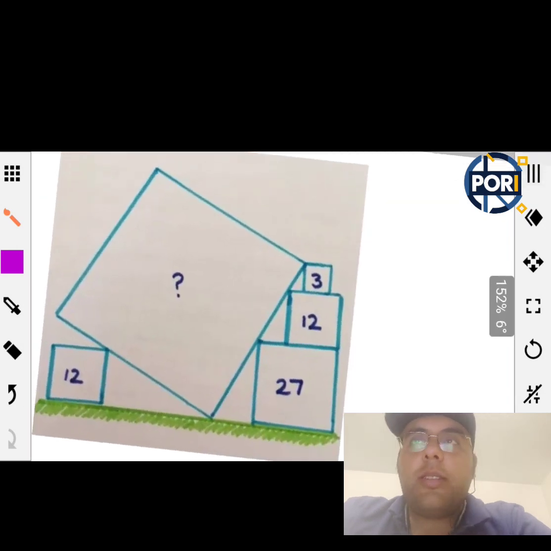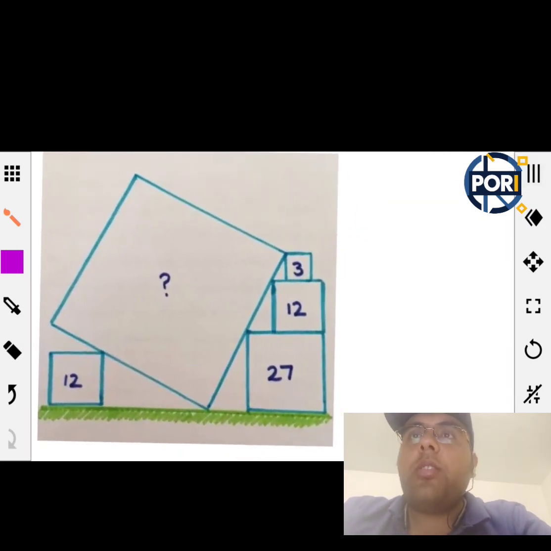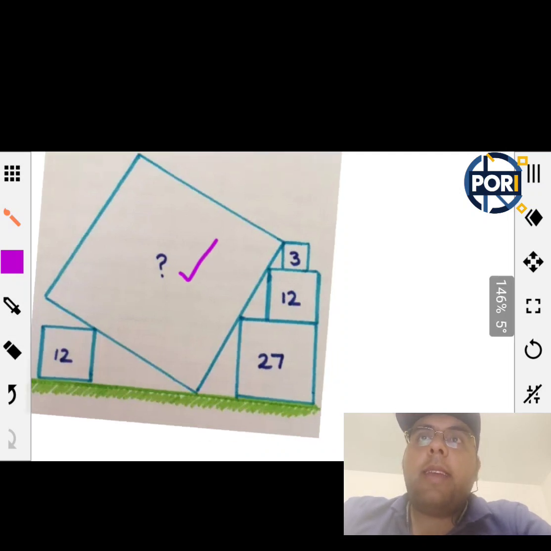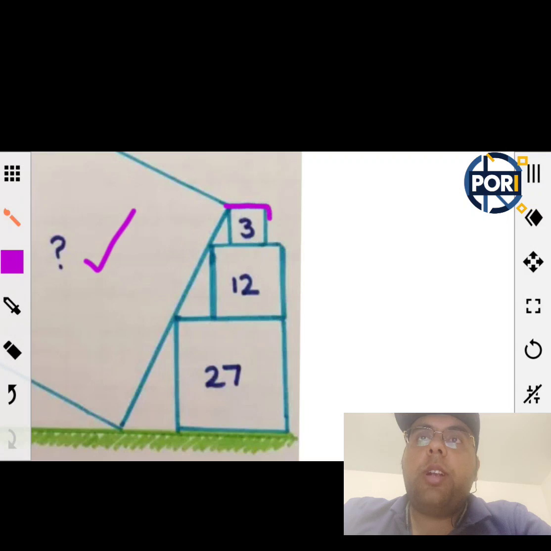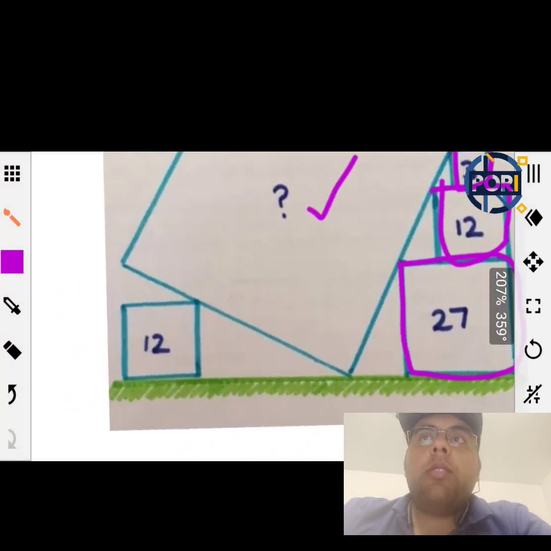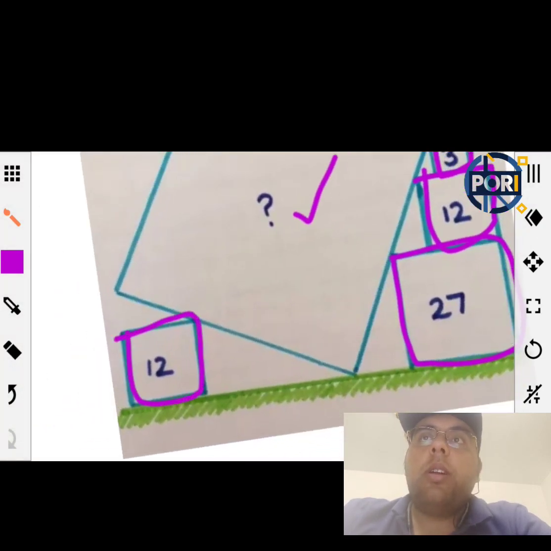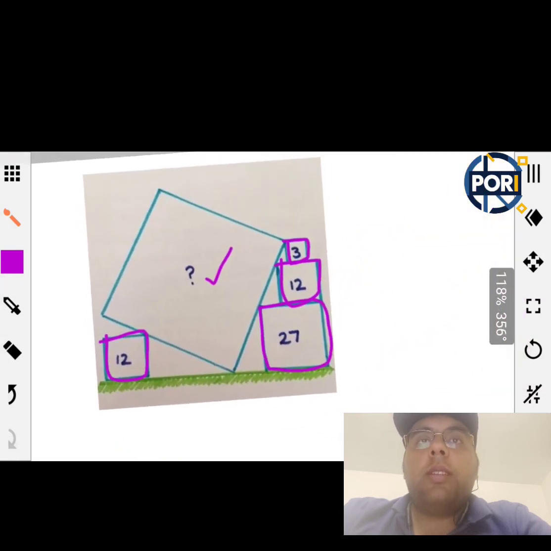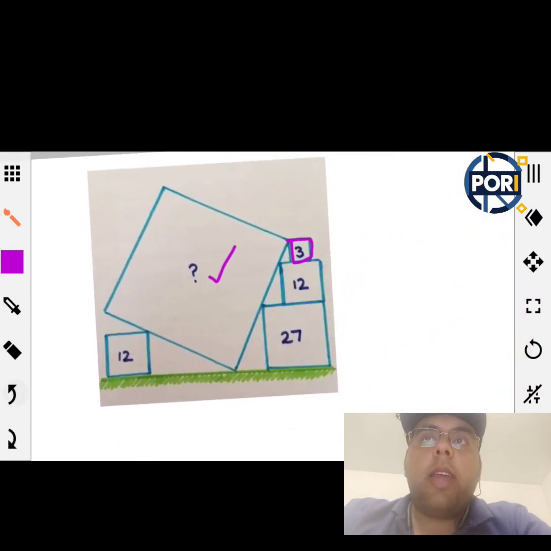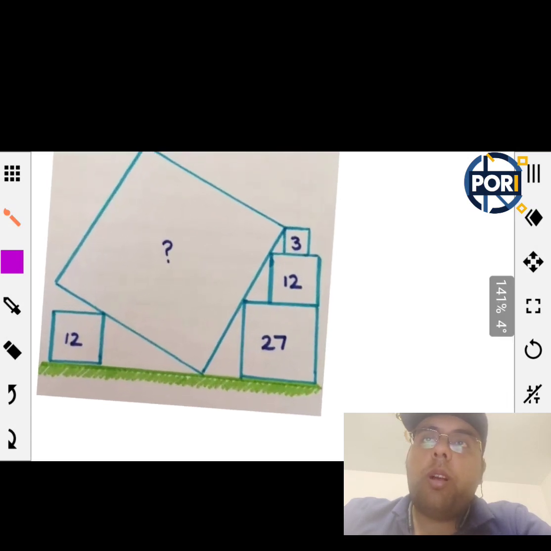Let's go. In this question, we are trying to figure out the area of the middle square. We know that the area of the smallest square is 3, the area of the middle square is 12, and the area of the largest square is 27.